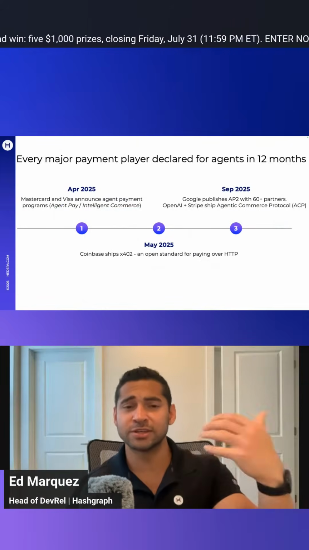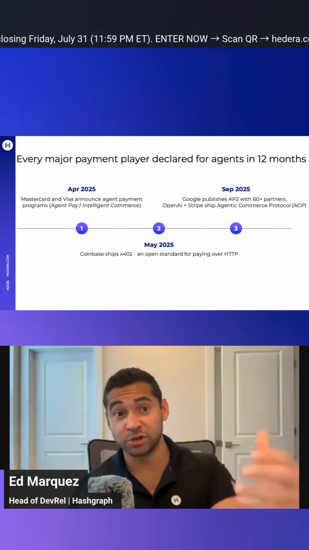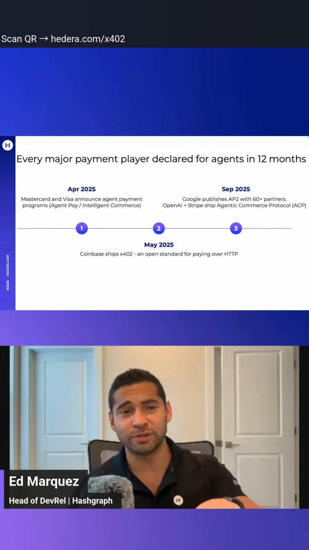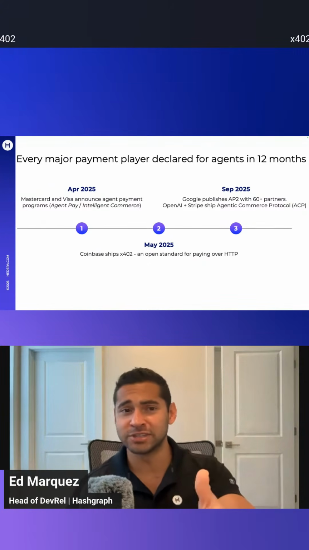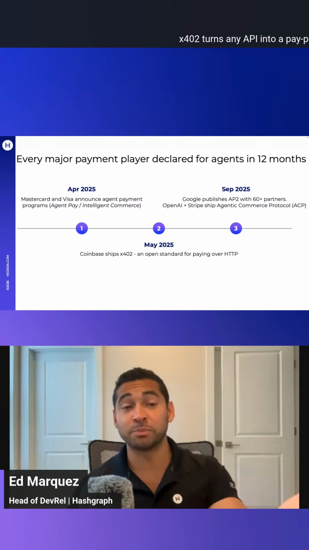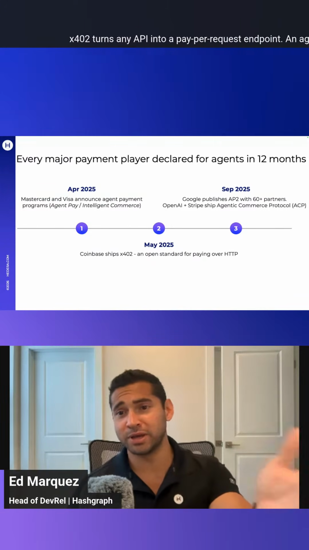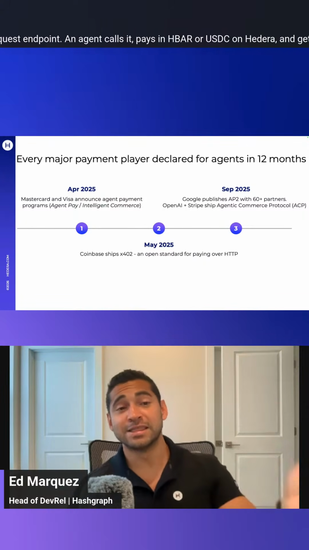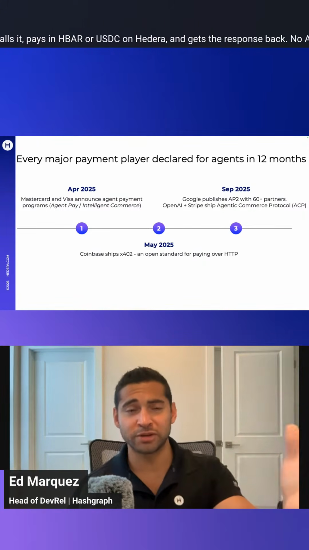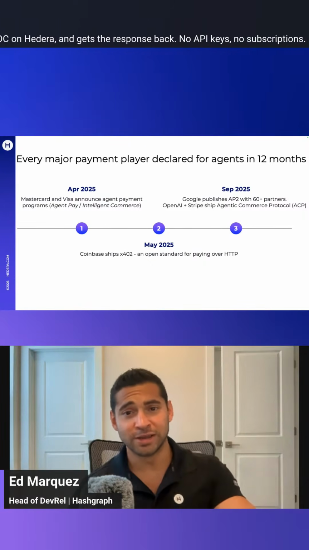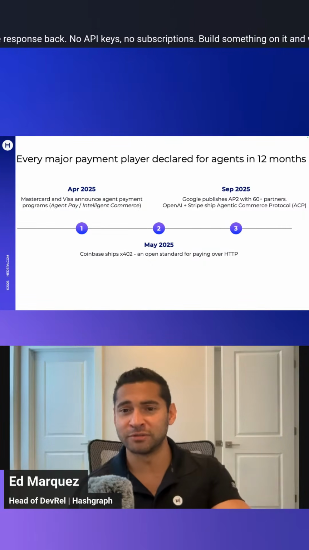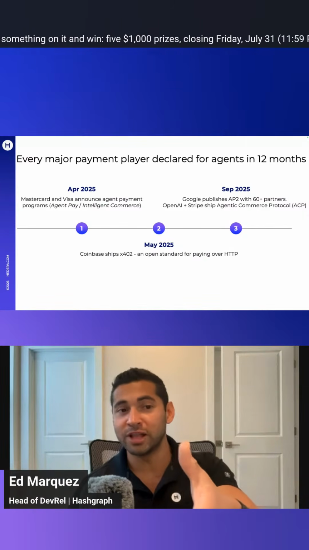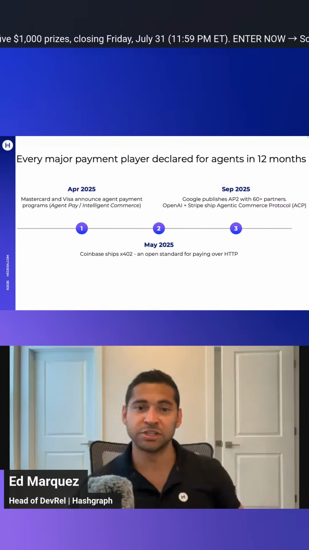So let's see where things actually are now, right? Because here's what's happened in about 12 months back in 2025. So in April of last year, you had players like MasterCard and Visa. They both announced agent payment programs. So you had Agent Pay and Intelligent Commerce, from each one of those players. Then in May 2025, that's where we had Coinbase ship x402, and that's what we're going to spend most of our time on for the rest of the session. And the ability there, or the new element there, was the ability to pay over HTTP.